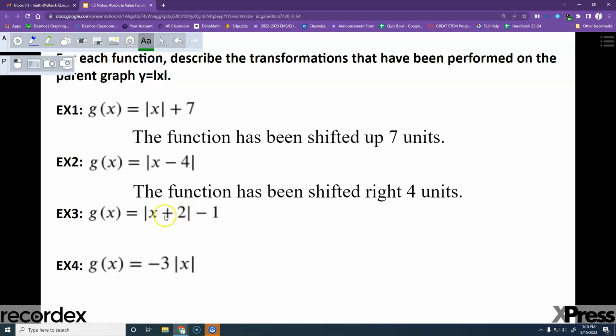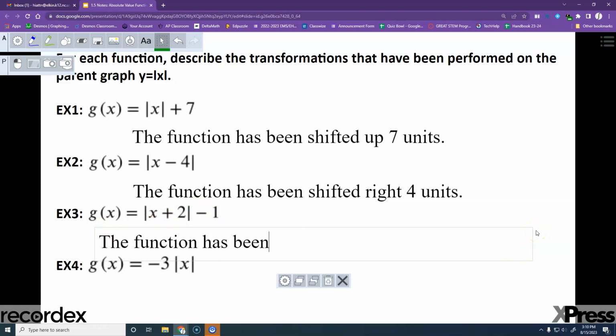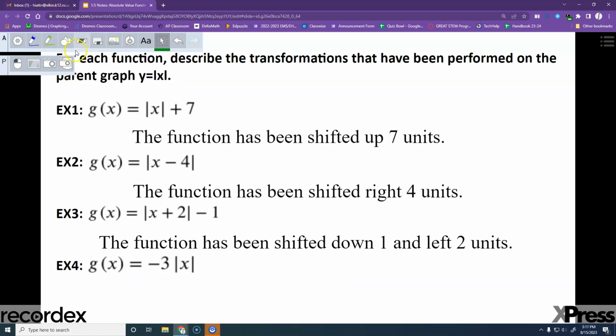Our next one has 2 shifts here. So let's give ourselves plenty of room. The function has been shifted. In this case, we would go down 1, and this plus 2 right here is going to be to the left 2 units. Okay, and our last one that we're supposed to describe actually has 2 transformations. It really doesn't seem like it, but it does.